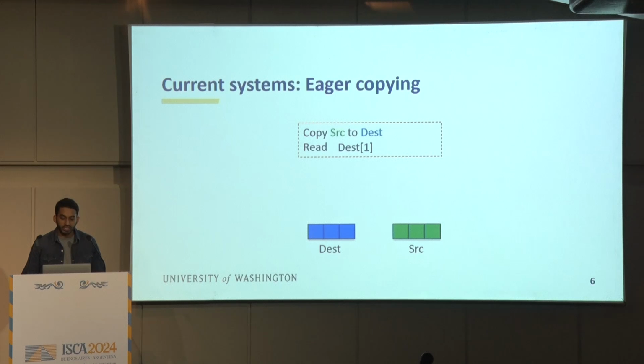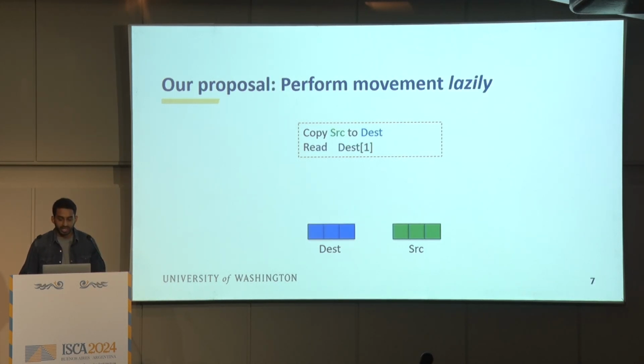So currently, applications make use of what we call eager copying, where a copy operation causes data to be moved. Then on access, the required data is obtained from the destination location. But for the applications we previously saw, we find that this is not the best approach for data movement, and instead we propose performing the data movement lazily.